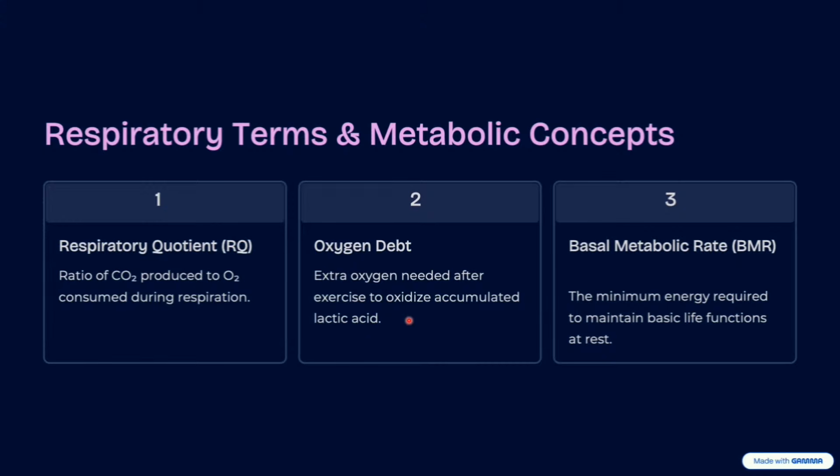Then Question 3, basal metabolic rate. This is the minimum energy required to maintain basic life functions when the body is at rest. The keyword here is minimum energy required. And then you're also supposed to look at the words when the body is at rest. So the minimum amount of energy required to maintain the basic life functions or basic body functions when the body is at rest.